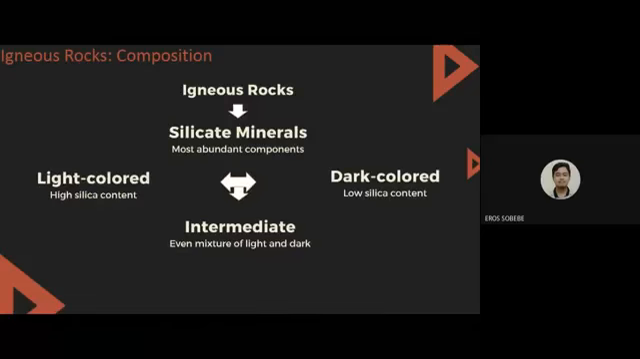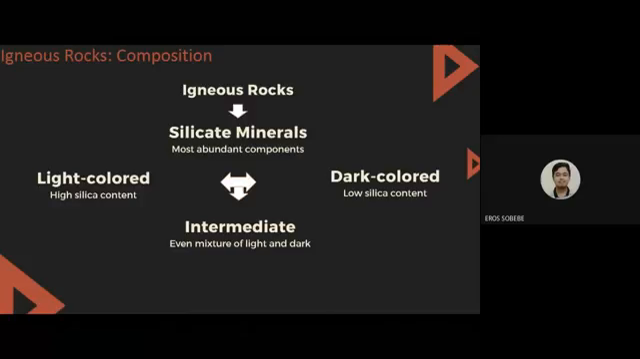The dark silicates are richer in iron and magnesium. Olivine, pyroxene, amphibole, and biotite mica are the common dark silicate minerals of the Earth's crust.